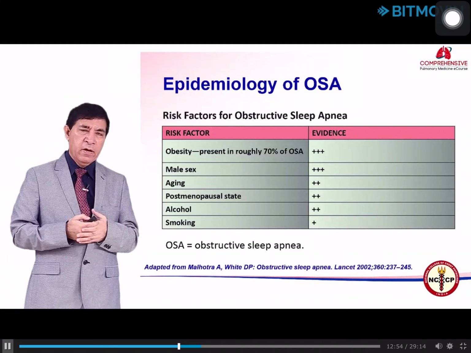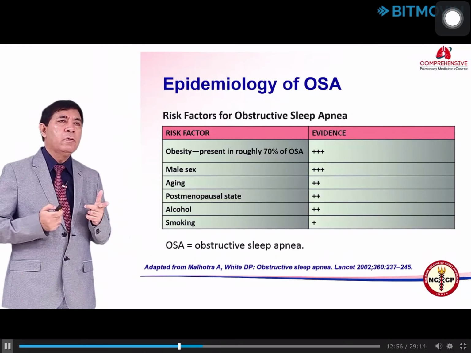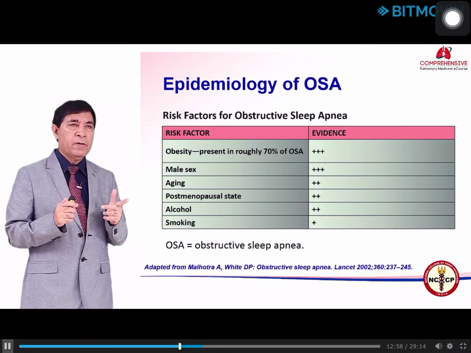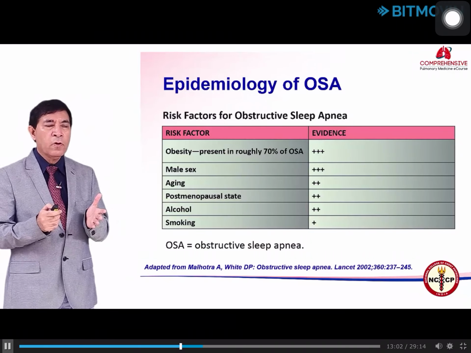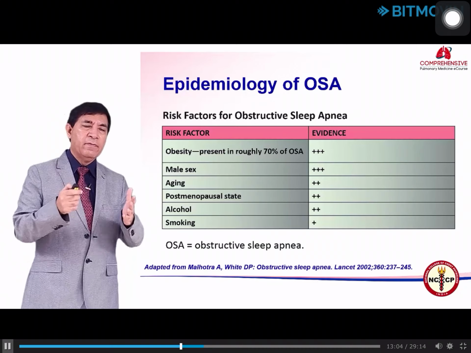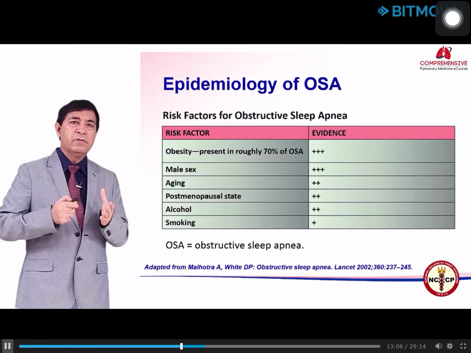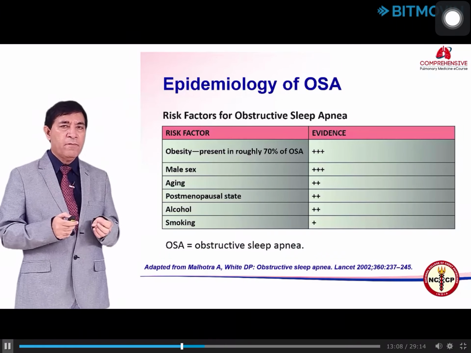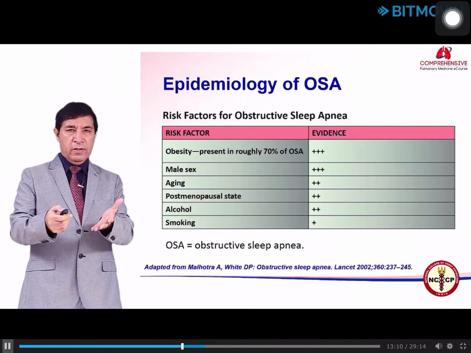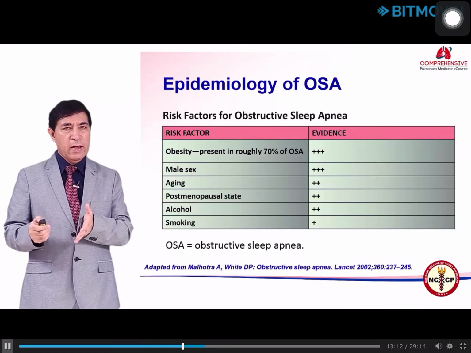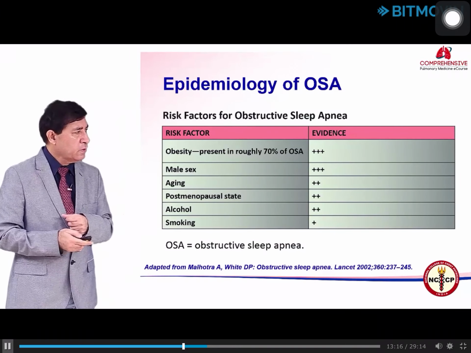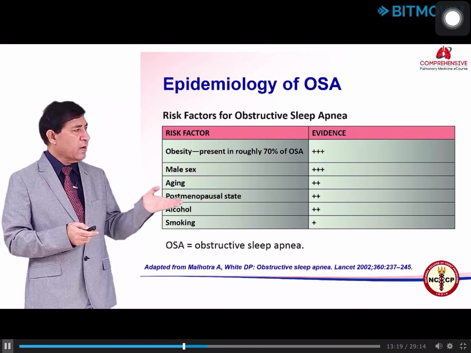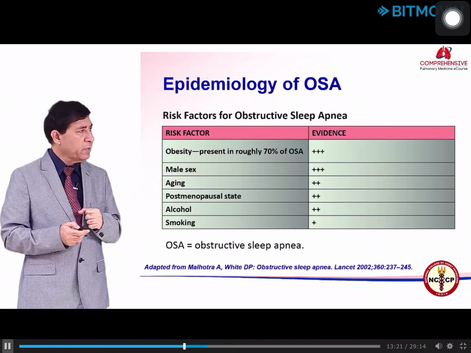Even if you look into the ovulating females, particularly those with polycystic ovarian syndrome, who have significantly high levels of testosterone, the prevalence of sleep disordered breathing has been found to be much higher in these PCOS women than the normal ovulating women of the same age. The other important risk factors are alcohol and smoking.